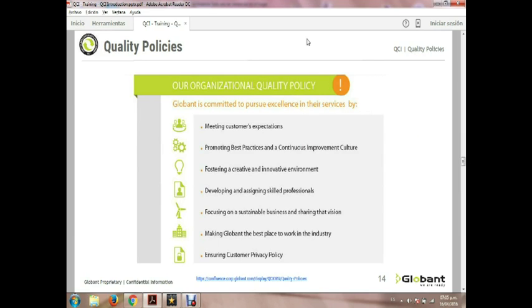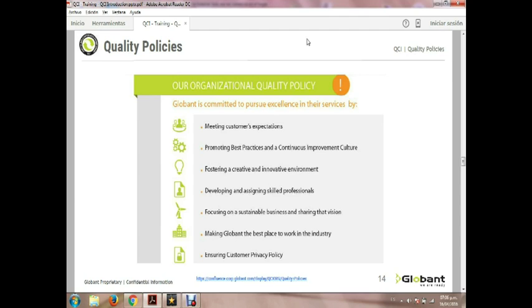Globant is committed to pursue excellence in their service by meeting customers' expectations, promoting best practices and continuous improvement culture, fostering a creative and innovative environment, developing the skills of our professionals, focusing on a sustainable business and sharing that vision, making Globant the best place to work in the industry, ensuring customer privacy policy.